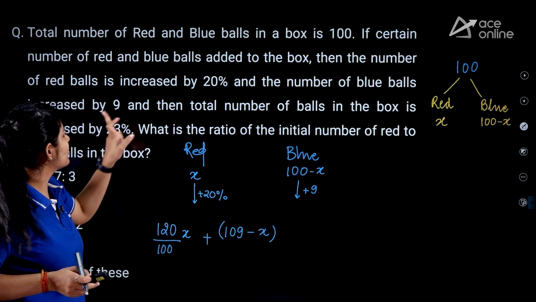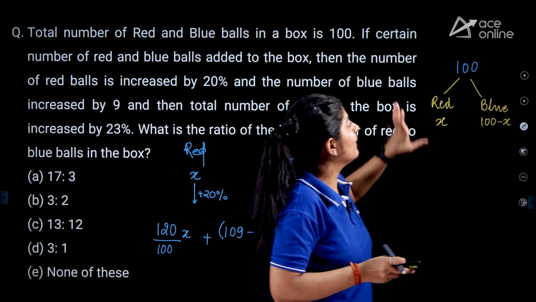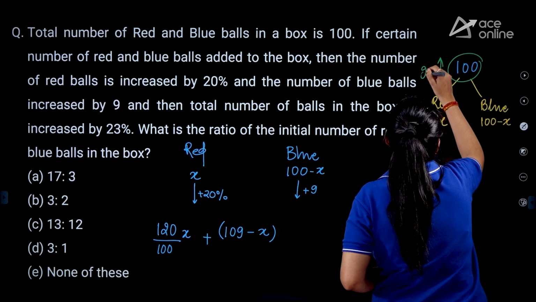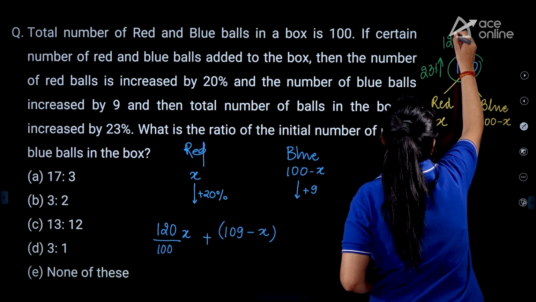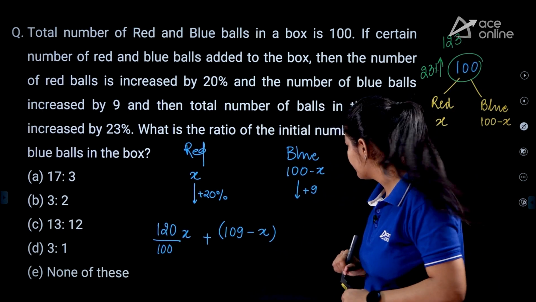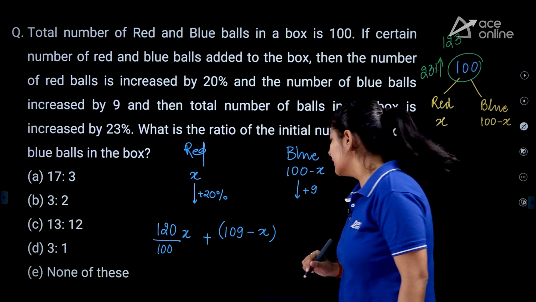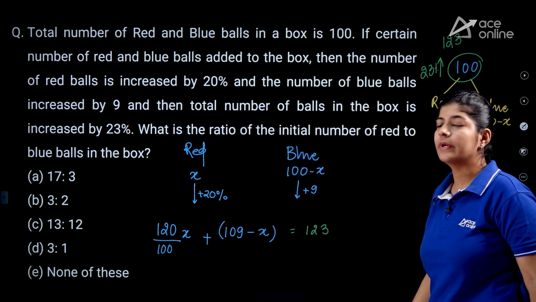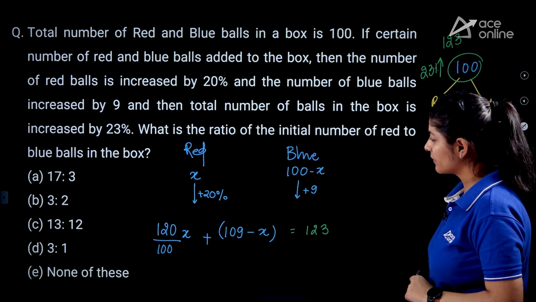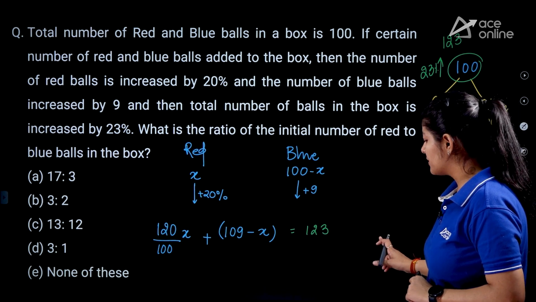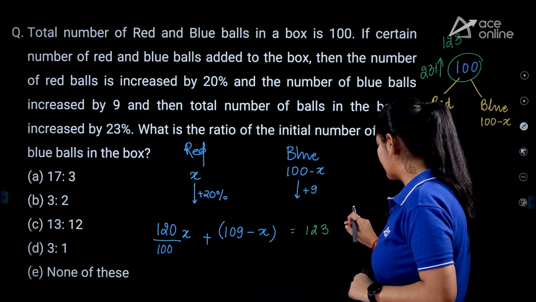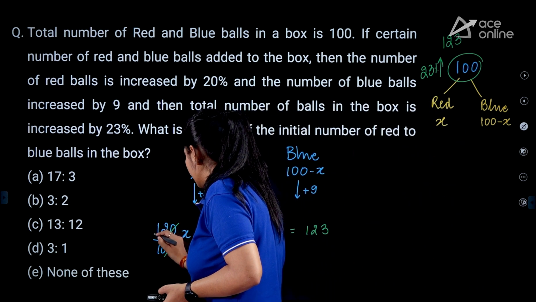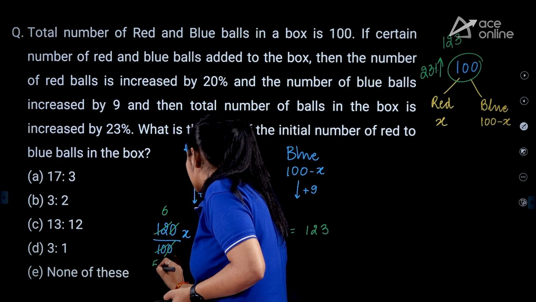Now, in total, there's a change of 23%. So initially, if I have 100 balls and there's an increment of 23%, that means the total number of balls that I am getting is equal to 123. Is it clear? Okay. So now what I have to do is simply solve this particular equation. So here I am getting 6, here I am getting 5, right?